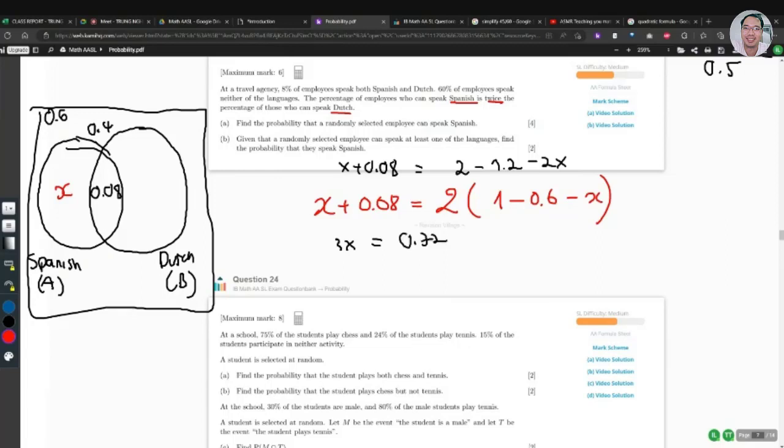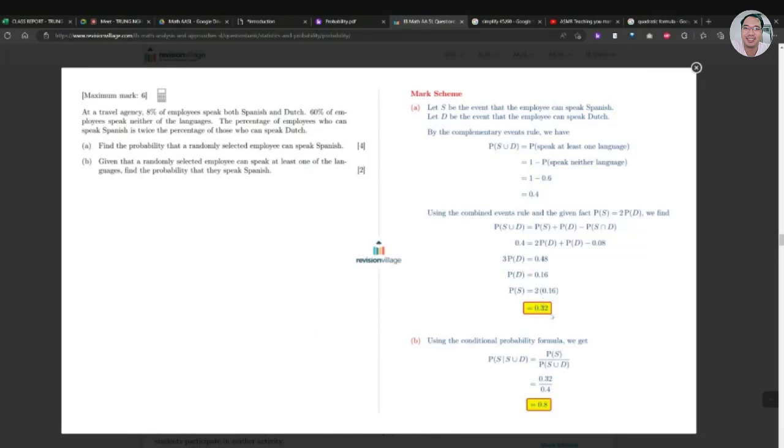Hmm, 3x, okay. 2 times 0.6 means 1.2, and then subtract. Your solution x is 0.24, and the answer to question A is 0.24 added to the intersection 0.08. So it's 0.32. Yeah, 0.32. Let me check that with here. Correct. Okay.